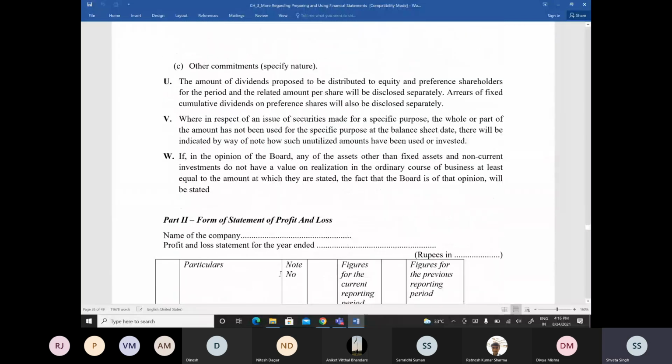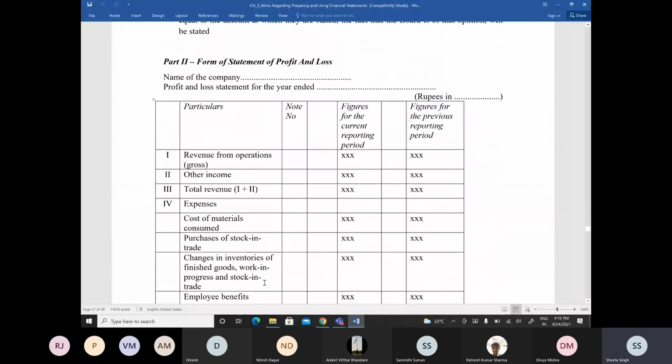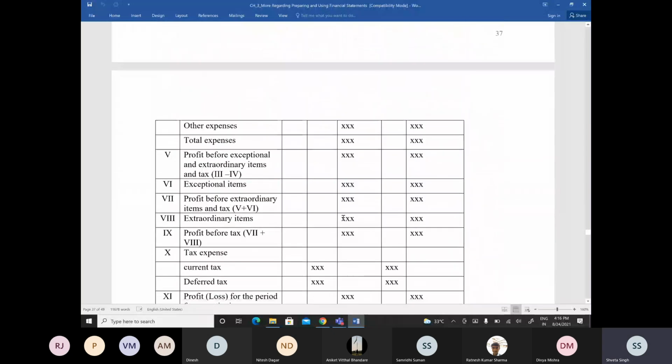Then this is the new format of profit and loss account. As you can see, it is again in vertical format. Here they are giving the current year as well as the previous year's data. So all of this is there.